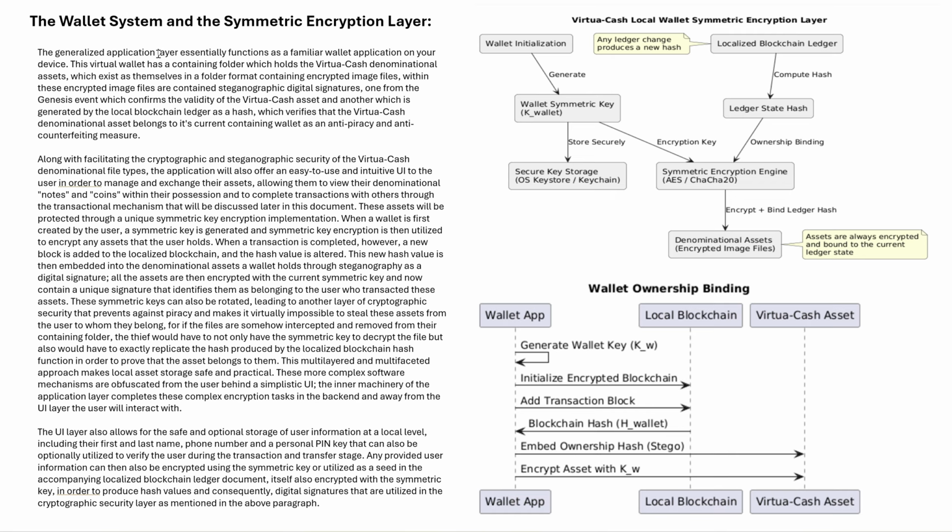So the generalized application layer essentially functions as a familiar wallet application on your device. This virtual wallet has a containing folder which holds the virtual cash denominational assets, which exist themselves in a folder format containing encrypted image files. Within these encrypted image files are contained steganographic digital signatures. One from the Genesis event, which confirms the validity of the virtual cash asset, and another which is generated by the local blockchain ledger as a hash, which verifies that the virtual cash denominational asset belongs to its current containing wallet as an anti-piracy and anti-counterfeiting measure.